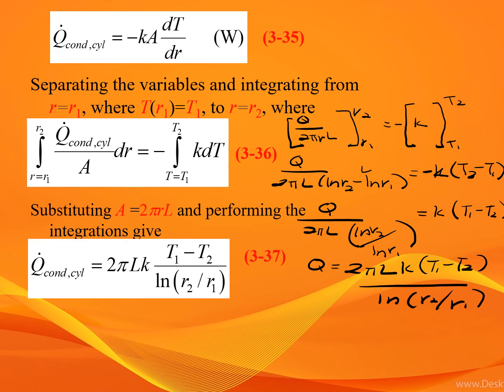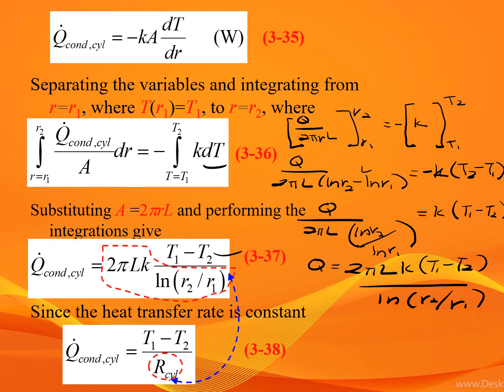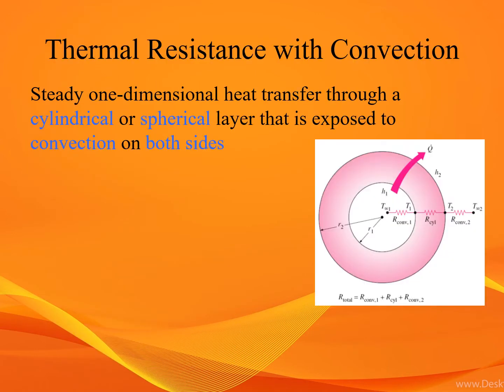Okay, this is how you can integrate this equation from here to here. Since the heat transfer rate is constant, all this part in the dotted red line will become the thermal resistance for this conduction heat transfer for cylindrical. Okay, thermal resistance with convection.